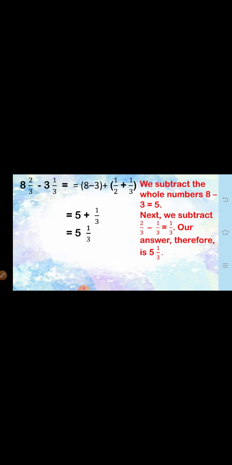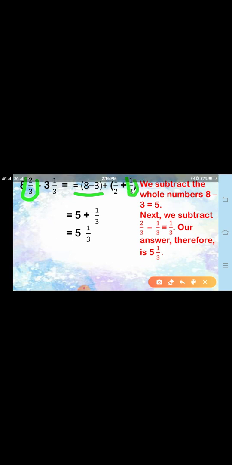Okay, next, subtraction of mixed numbers. To subtract a mixed number from another mixed number, we follow the following rules. If the mixed numbers have similar fractional parts, we subtract the whole numbers and then subtract the fractional parts following our rule for subtraction of similar fractions. Okay, 8 and 2 over 3 minus 3 and 1 over 3 is equal to, so we have to subtract the 8 minus 3, plus the fraction which is 2 over 3 minus 1 over 3.